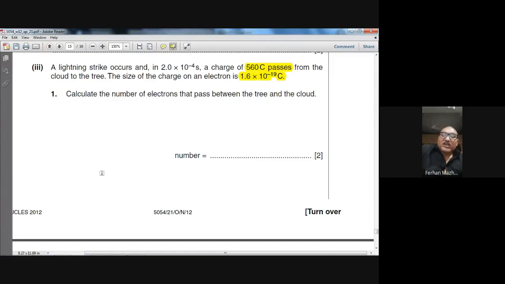I have the total charge and I know the charge on a single electron. So just divide the total charge by the charge on a single electron and you will get the total number of charges there. It's a 2 marks numerical. Very simple.